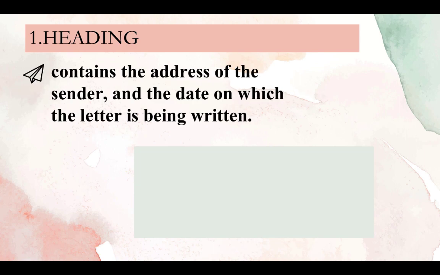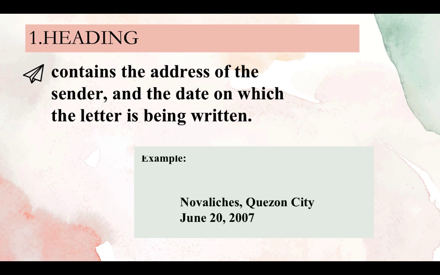One. Heading. A heading contains the address of the sender and the date on which the letter is being written. Be careful about the sequence of the address, in which the smallest address should be written first, followed by the larger one by one, quite opposite to Chinese writing style. Also note the writing sequence of date. Firstly the month, then the date, followed by a comma, and last, the year, just as the example has done.